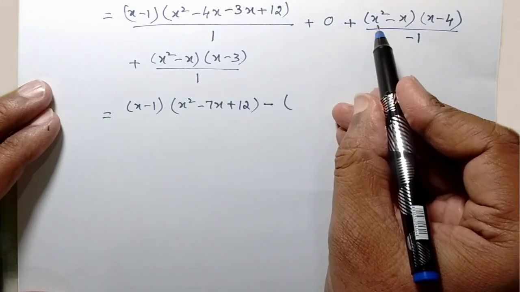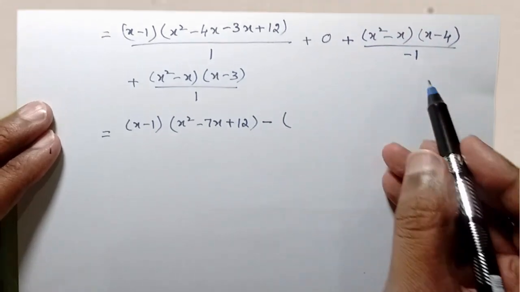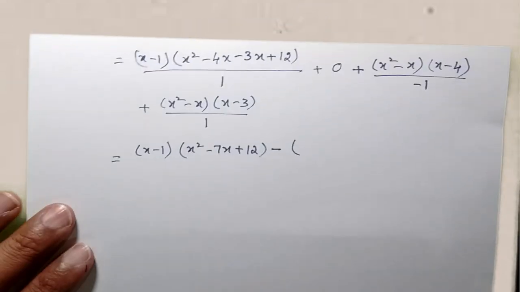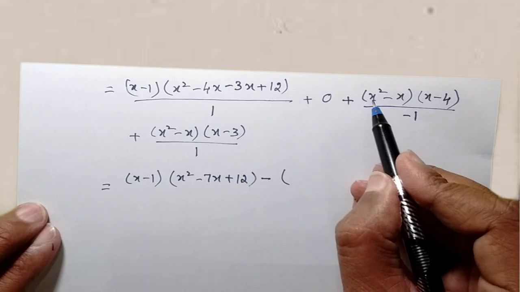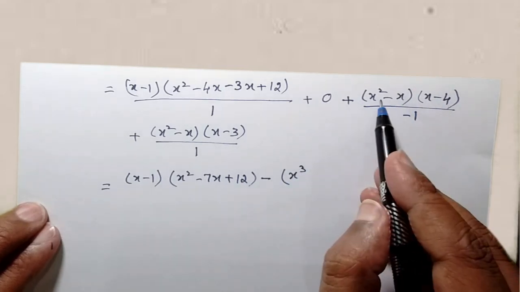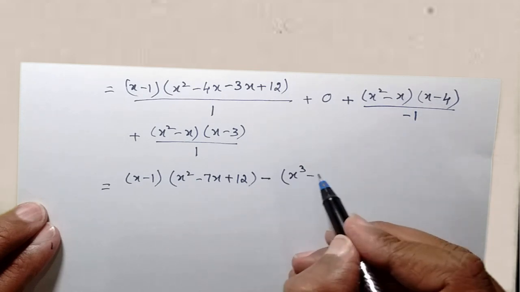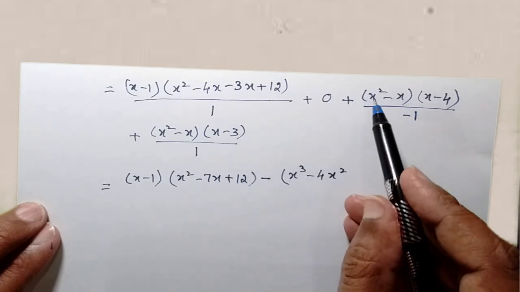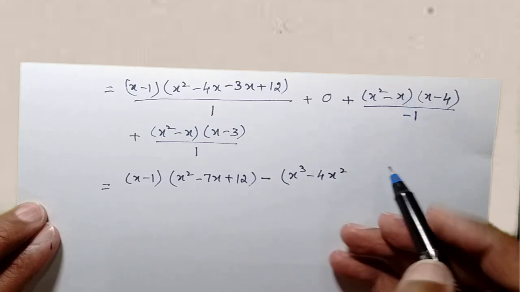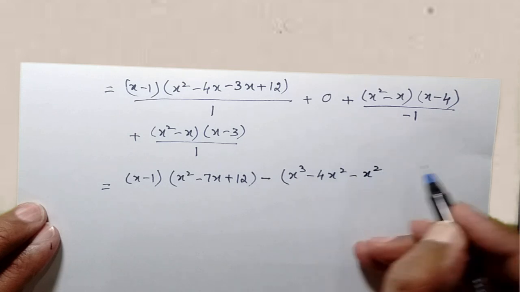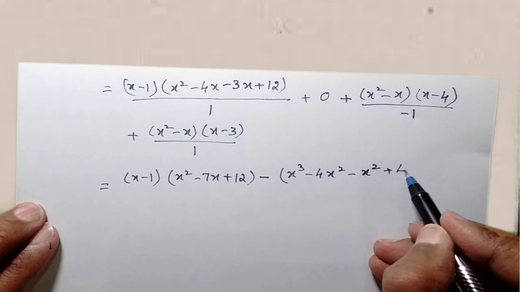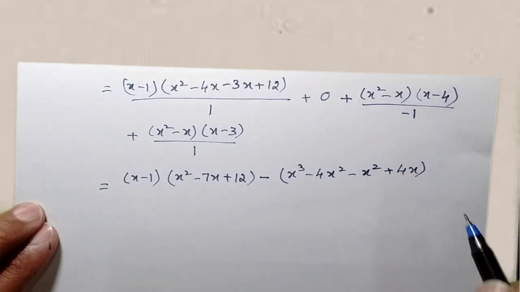Now I have to multiply this x square with x minus 4. So if you try to multiply this x square with x minus 4, so x square into x will become x cube. Then x square into minus 4 will be minus 4x square. So with x square I have multiplied both the terms. Now with minus x we multiply. Minus x into x will be minus x square. Then minus of minus will be plus x into 4 will be 4x. So that multiplication is complete.